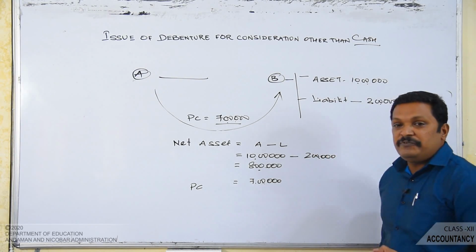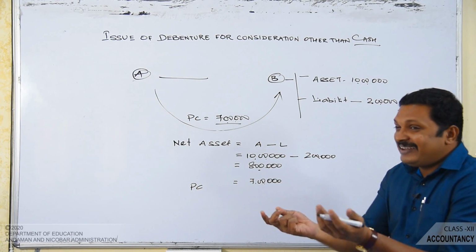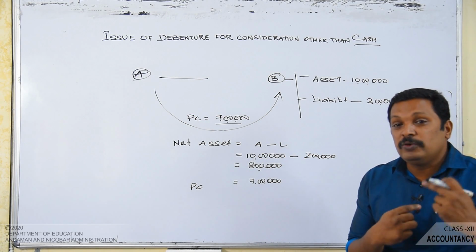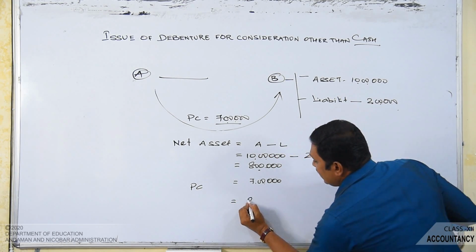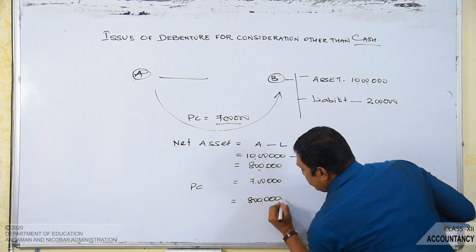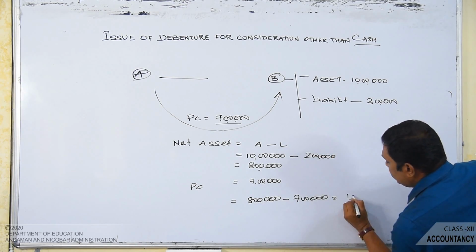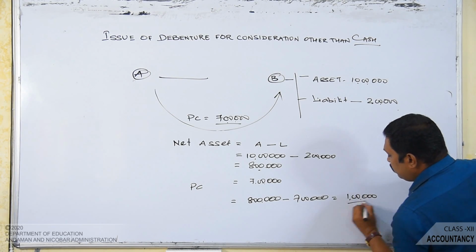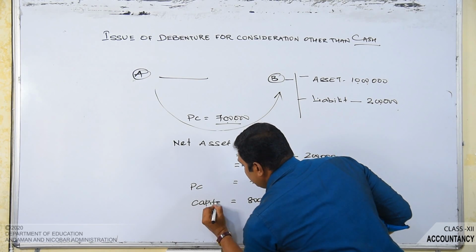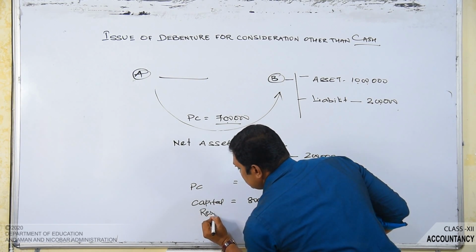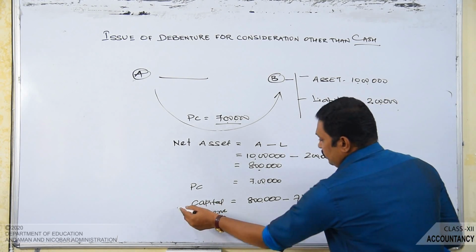So whether it is a benefit or loss for company A, we are getting net asset of rupees 8 lakh, but we are paying only 7 lakh. It means we are getting profit of 8 lakh minus 7 lakh. How much profit are you getting? We are getting profit of rupees 1 lakh. That profit will be transferred to capital reserve. What is that? Capital reserve. This is capital profit. That's why we have to post it into the capital reserve.